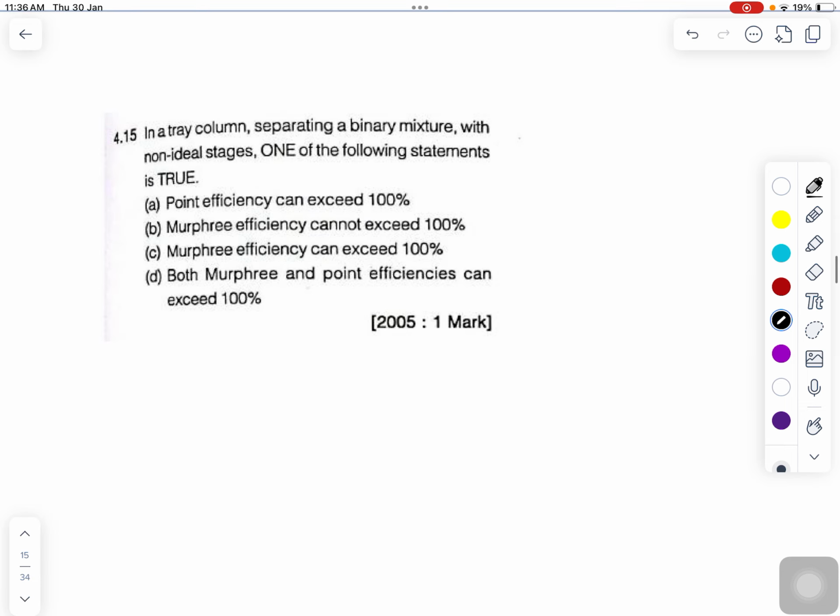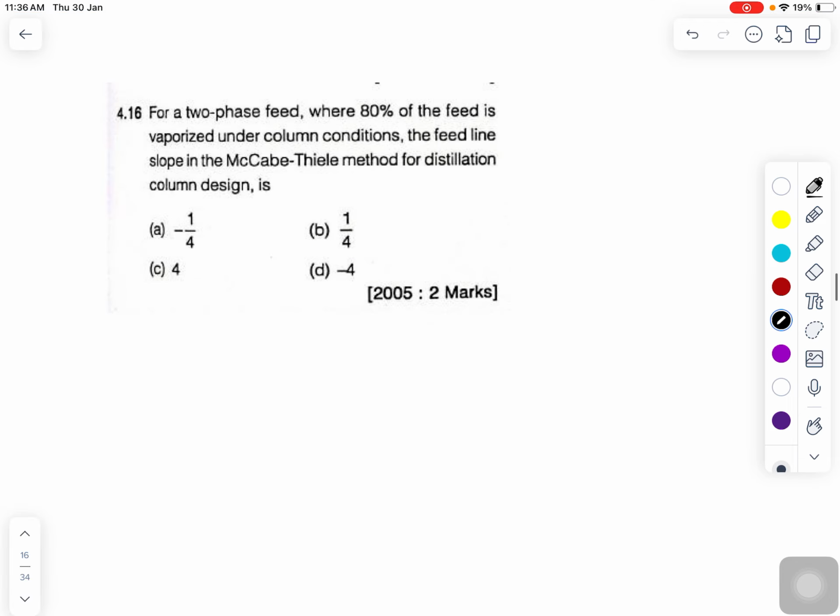Now moving towards the next question. The question says that in a tray column separating a binary mixture with known ideal stages, which one of the following statements is correct? Point efficiency can exceed 100%. This is wrong. Murphy efficiency cannot exceed. It is wrong. Murphy efficiency can exceed 100%. This is right. But Murphy and point efficiency can both exceed 100? No. So only Murphy efficiency can exceed 100%, and point efficiency cannot exceed 100%. Is that clear?